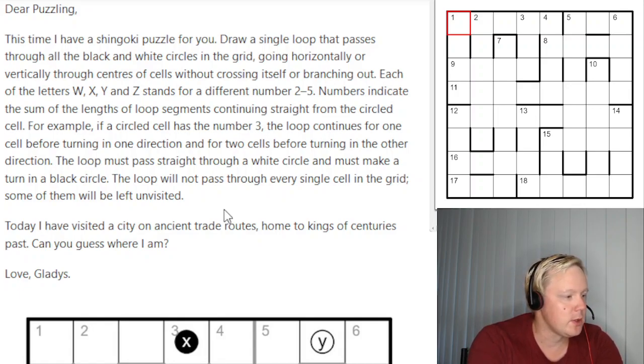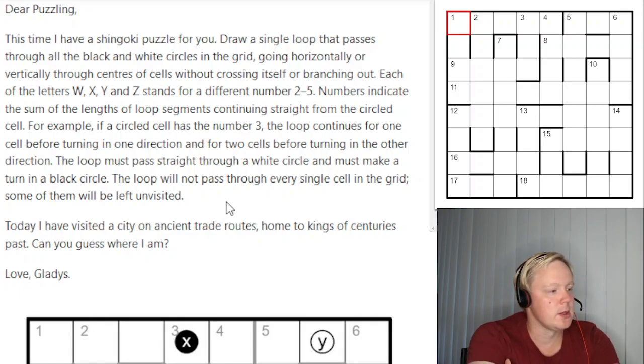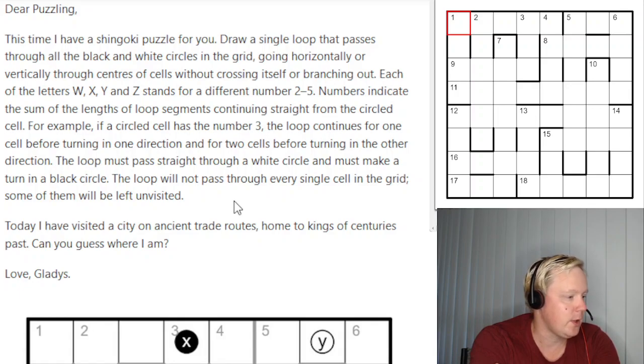For example, if a circled cell has the number 3, the loop continues for one cell before turning in one direction, and for two cells before turning in the other direction. The loop must pass straight through a white circle and must make a turn in a black circle. The loop will not pass through every single cell in the grid. Some of them will be left unvisited.